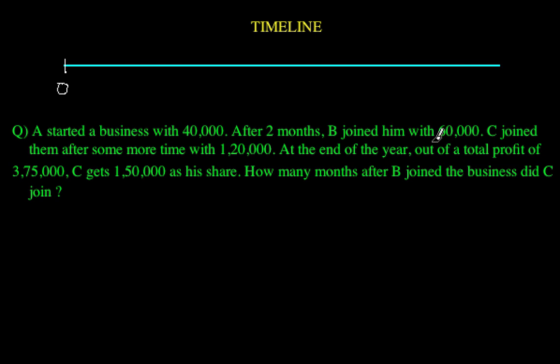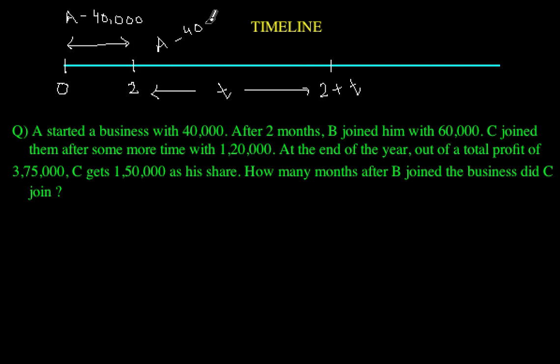After 2 months, B joined him with 60,000. So if we mark 2 months here, this is the 2 month time point. Up to this time point, only A is there with 40,000. Now after 2 months, B joined him with 60,000 and C joined them after some more time with 1,20,000. So let that some more time period be 2 plus T. Let this particular time period be T. We don't know this. And in this time period, A's investment is still intact, which is 40,000, and B's investment is also there, which is 60,000.